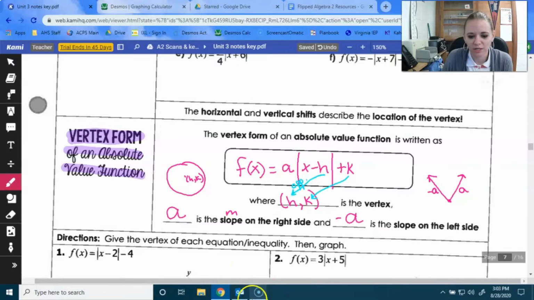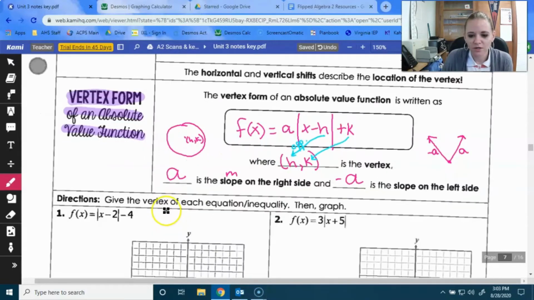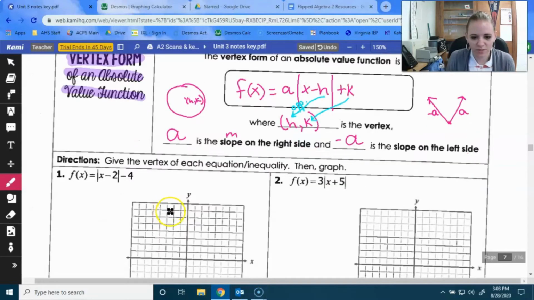Okay, let's try it out. So I want you to, it says give the vertex of each inequality and graph. Let's go ahead and give slope too. So the vertex is going to be the opposite of this number and then this number. So the opposite of this number is 2. And then this number is negative 4. So that means your vertex is at 2, negative 4.